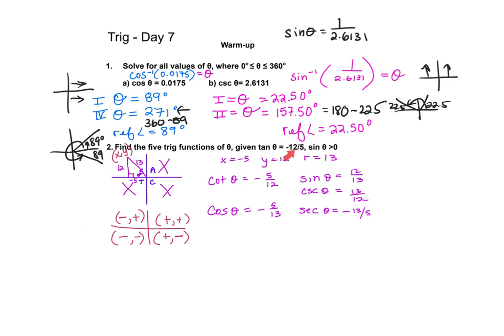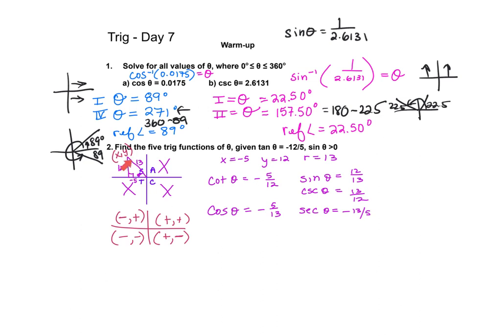The last question in the warm-up gives me that I would like to find 5 trig functions where tangent of theta is negative 12 over 5 and sine is greater than 0. So tangent's negative. That means it's in quadrants 2 or 4, and sine is positive. So that makes it in quadrant 2.